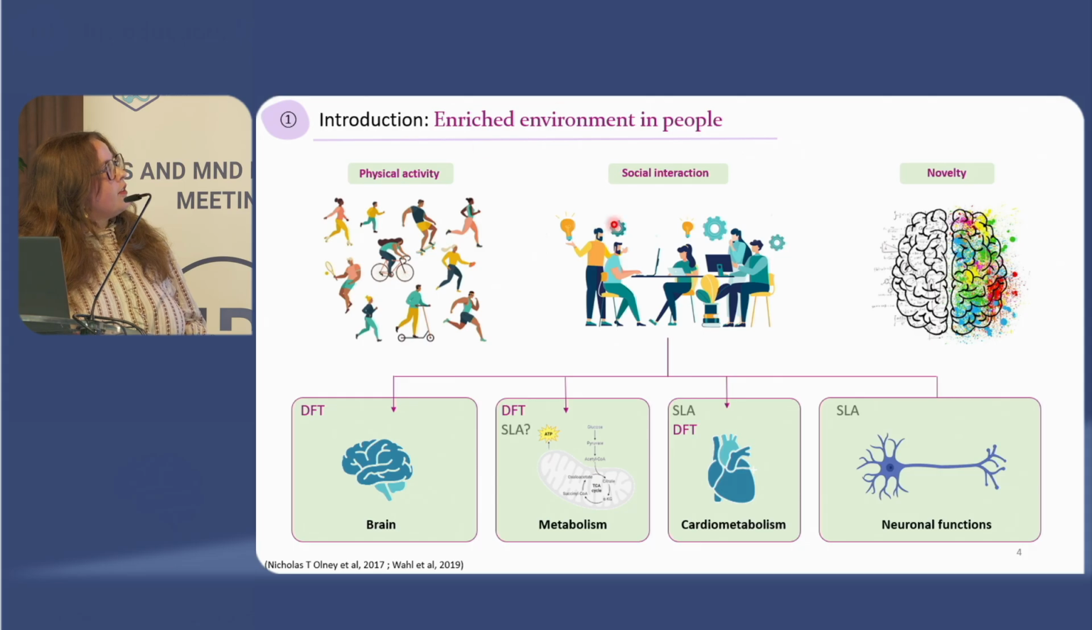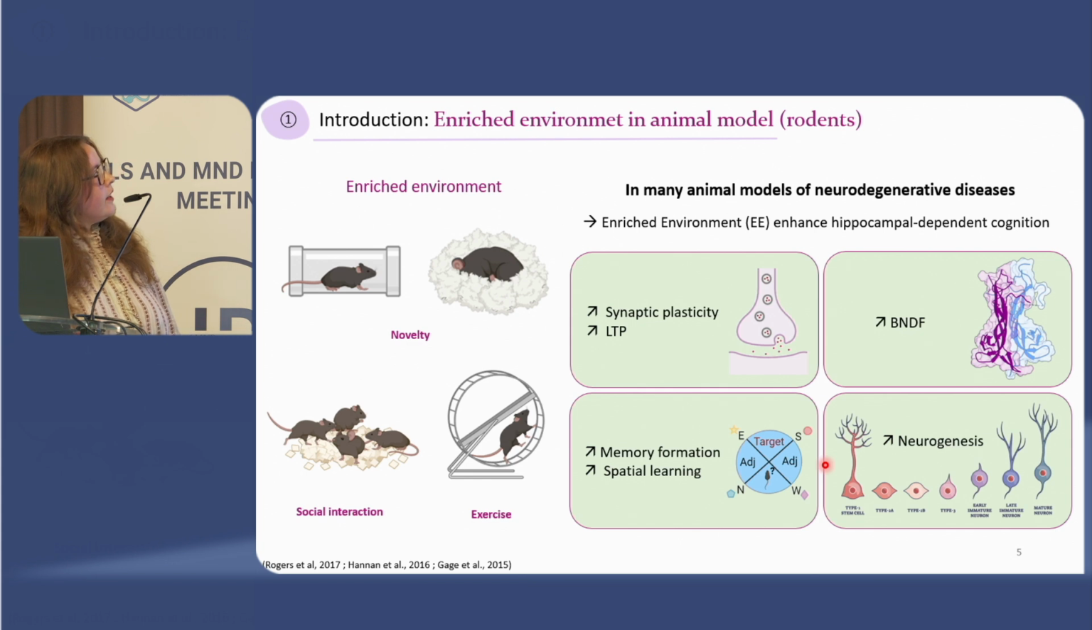So enriched environment in people is modelized by 3 components: physical activity, social interaction, and novelty, which have beneficial effects on the brain, the cardiometabolism, and the neuronal function. And in rodents, in many animal models of neurodegenerative disease, EE enhances hippocampal-dependent cognition by triggering synaptic plasticity genes and LTP, the production of BDNF, memory formation, as well as neurogenesis.